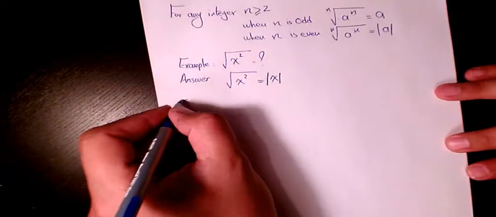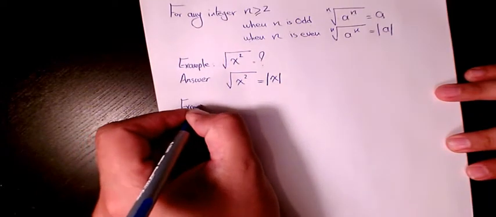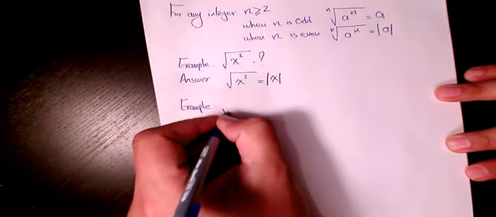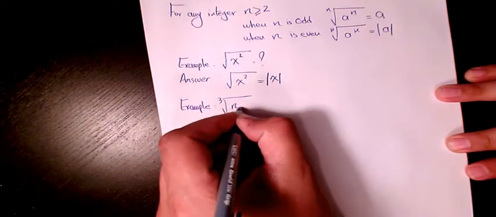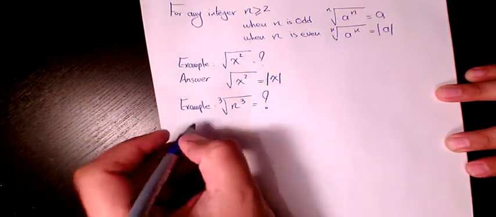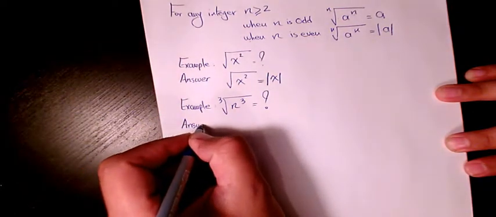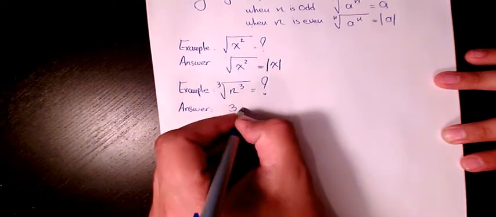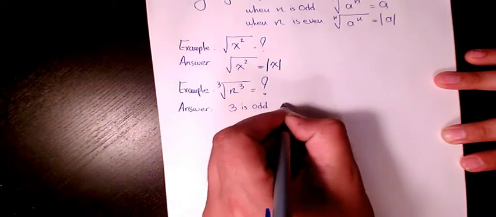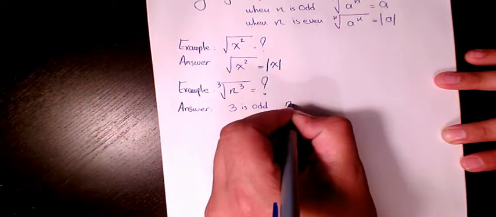And next example, the cube root of n to the power of 3. The answer is, since 3 is an odd number, the answer will be just n.